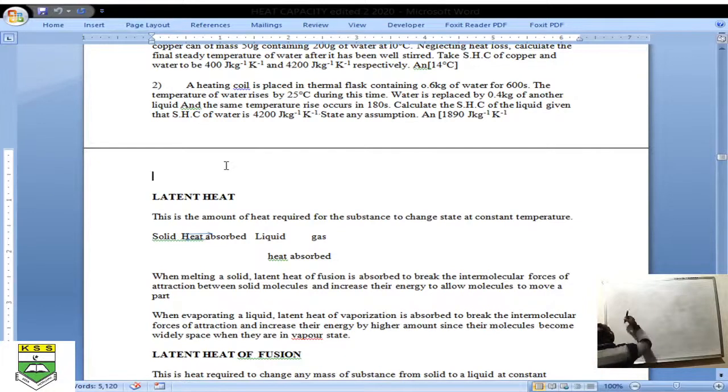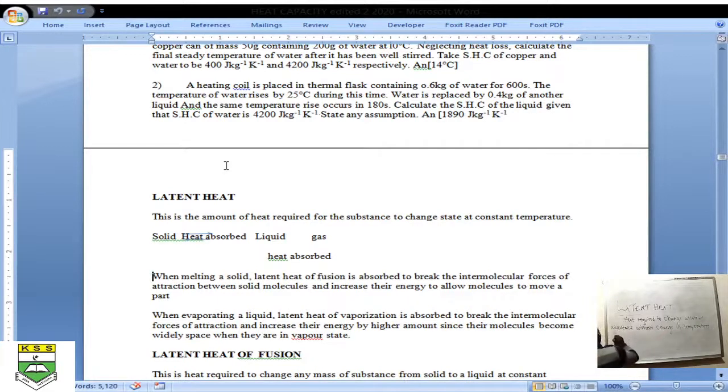Actually, let me first write for you something here. Latent heat: heat required to change the state of a substance without changing the temperature, or at a constant temperature.